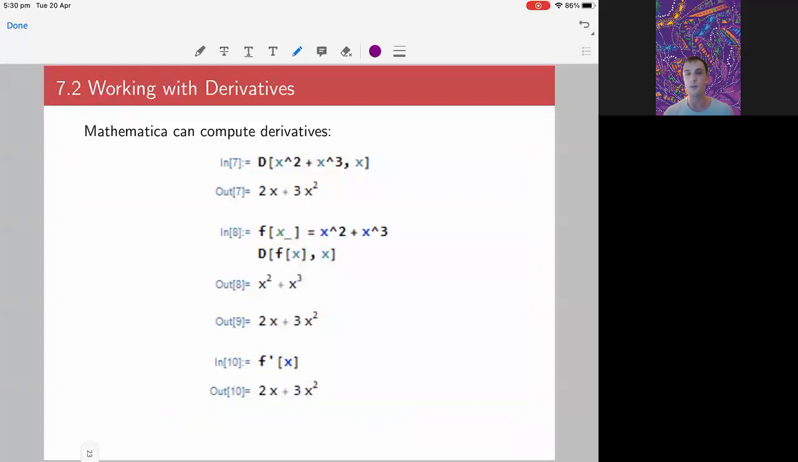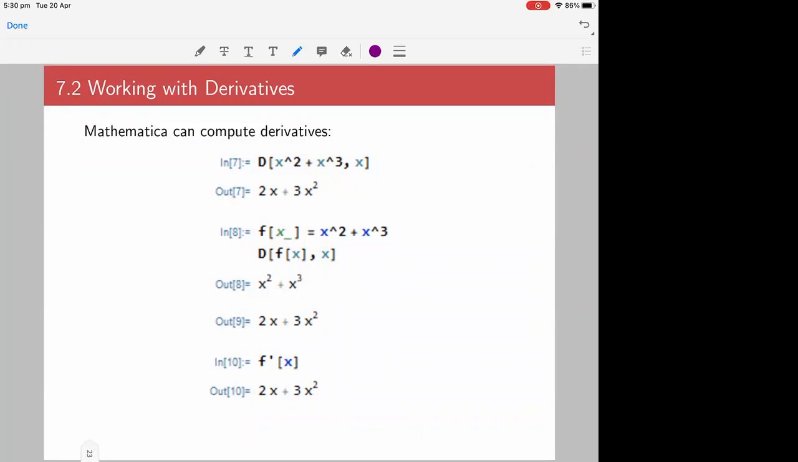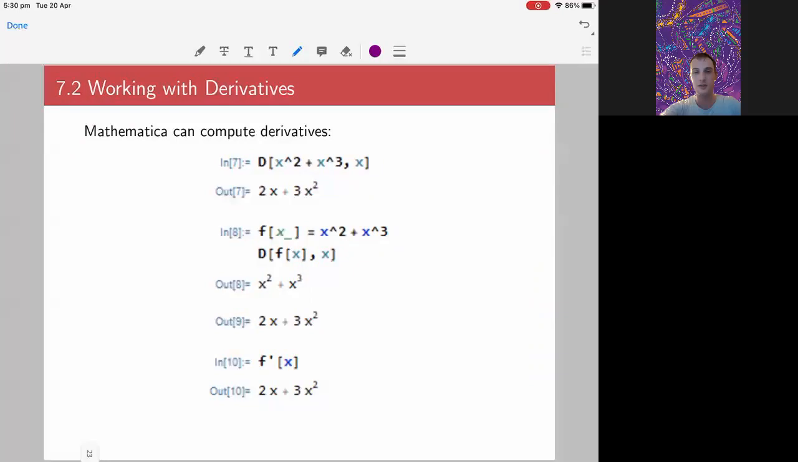Now, there are a few different ways of computing the derivative with Mathematica. So I did a couple of these ways for you. So what's going on here? Let's work from top to bottom. The function I'm trying to differentiate here is obviously x squared plus x cubed. So how am I doing that?